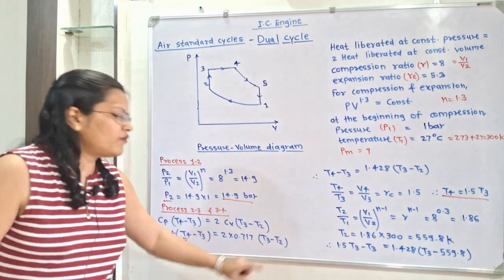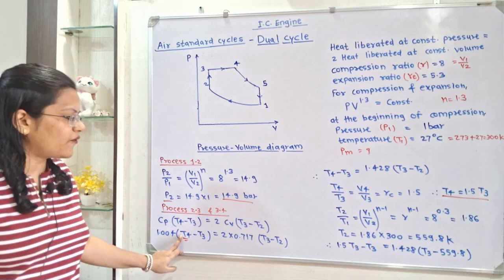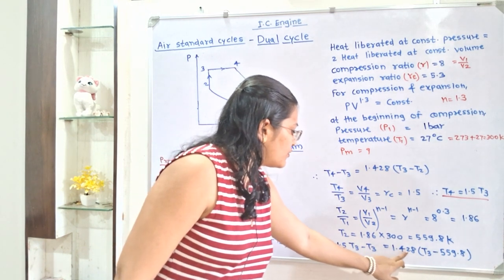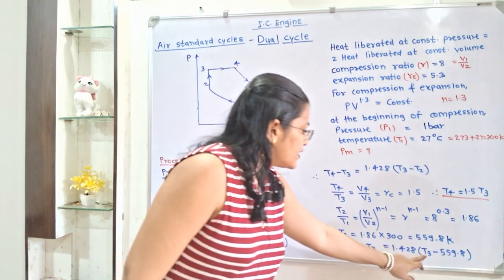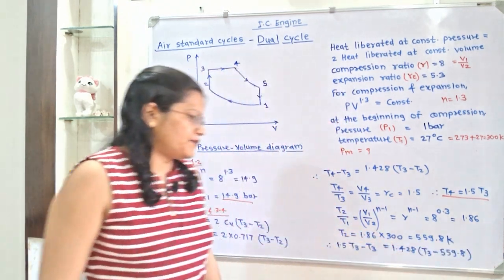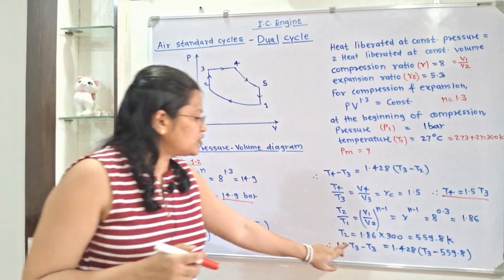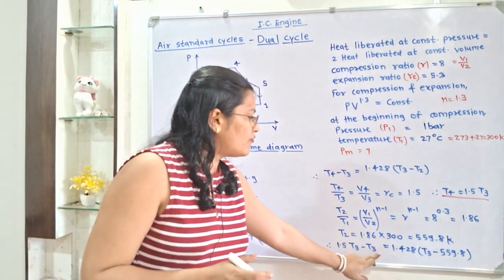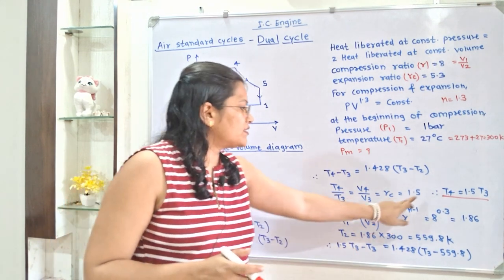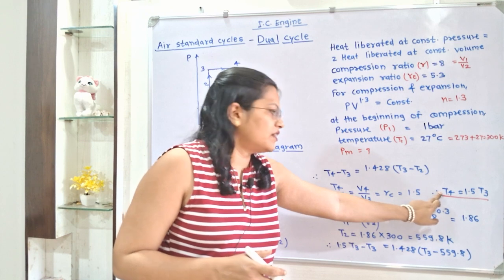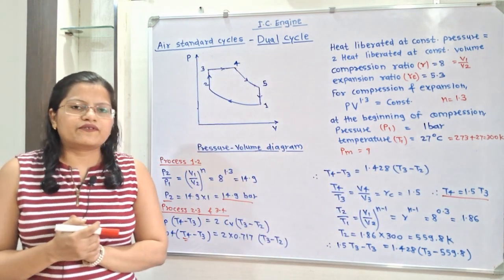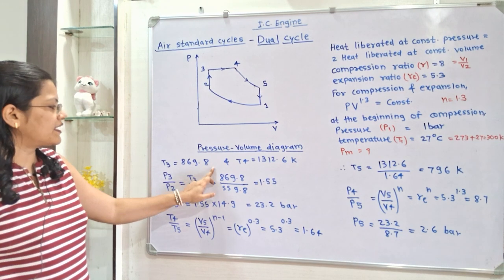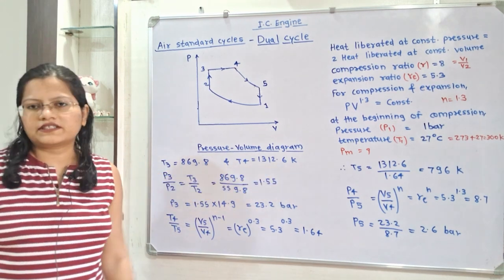Now we will put the value of T2. When we replace this T4, then we will get 1.5 T3 minus T3 is equal to 1.428 inside the bracket T3 minus 559.8. Now if we observe, this is the equation in terms of T3. When we solve this equation, we will get the value of T3, and from this value of T3, here is the relation between T4 and T3. So we will calculate the value of T4 also. We get the value of T3 as 869.8 Kelvin and T4 as 1312.6 Kelvin.